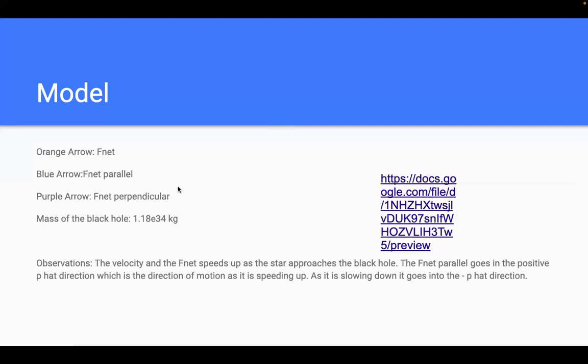The observations of this model were that as the velocity and the F net speed up as the star approaches the black hole, the F net parallel goes in the positive p hat direction, which is in the direction of motion as it is speeding up. As it is slowing down, it is going in the negative p hat direction.